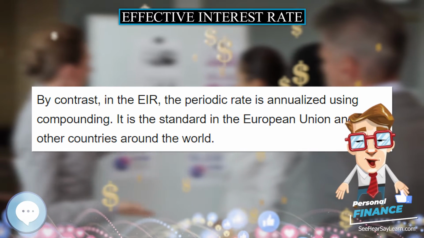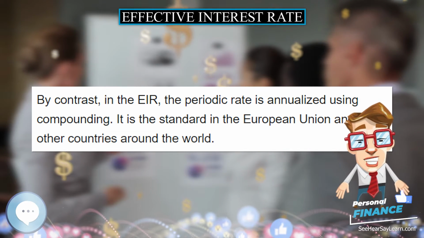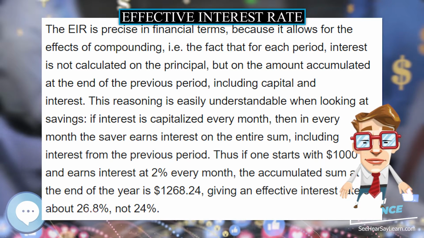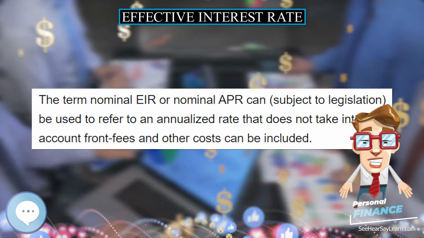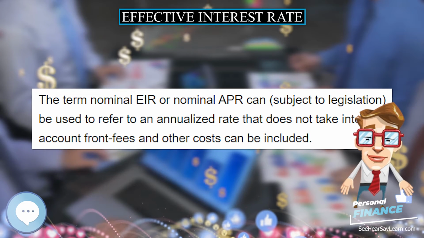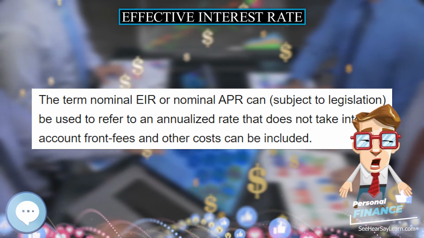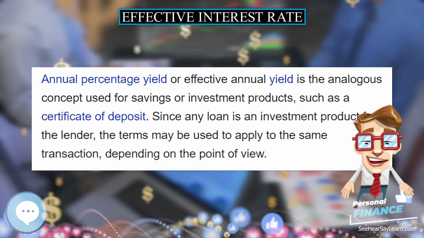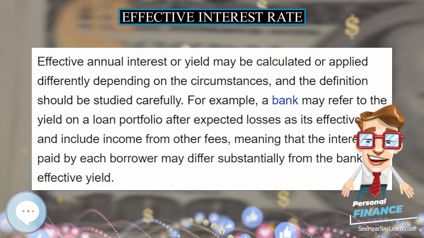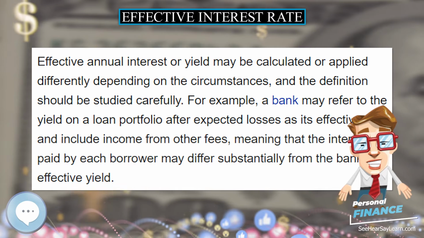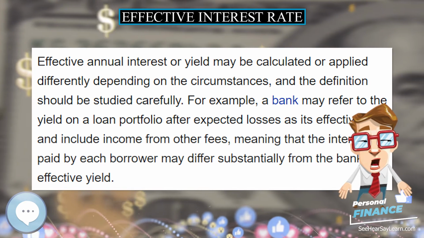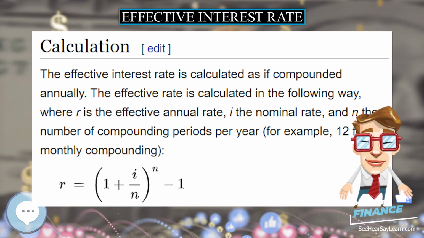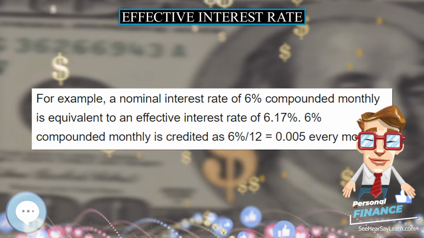The term nominal EIR or nominal APR can, subject to legislation, be used to refer to an annualized rate that does not take into account front fees and other costs can be included. Annual percentage yield or effective annual yield is the analogous concept used for savings or investment products, such as a certificate of deposit. Since any loan is an investment product for the lender, the terms may be used to apply to the same transaction, depending on the point of view.